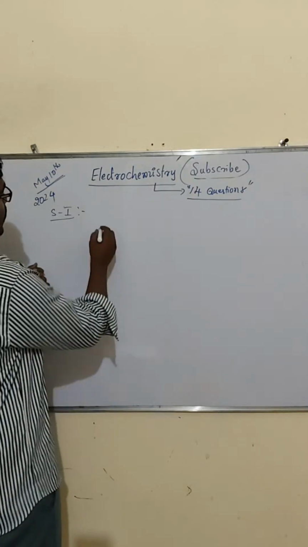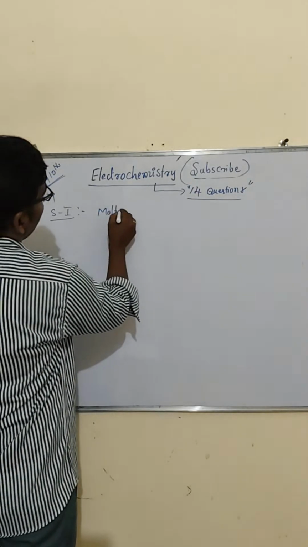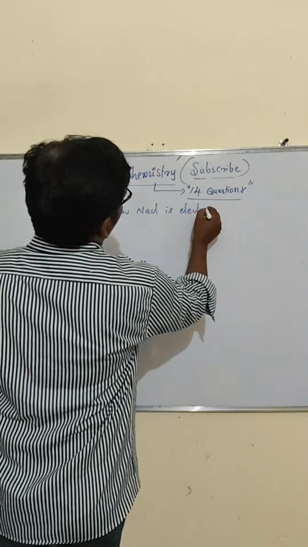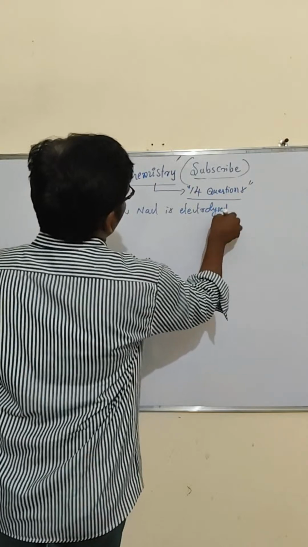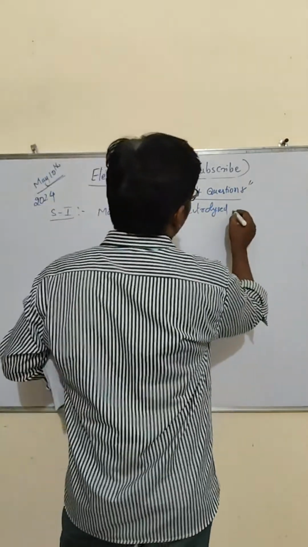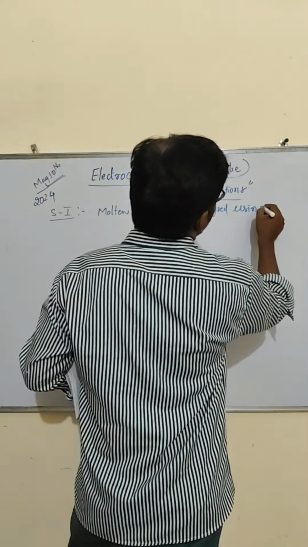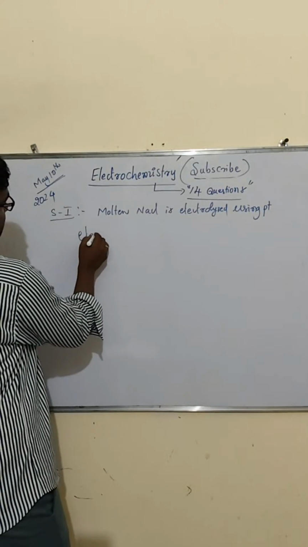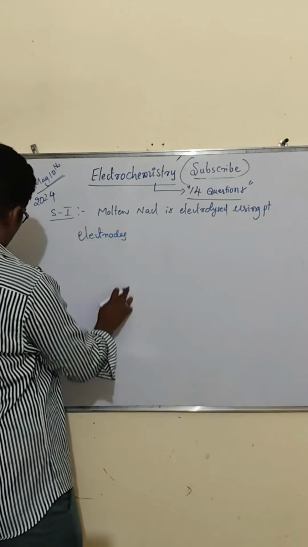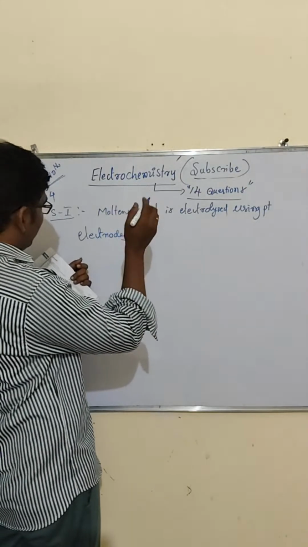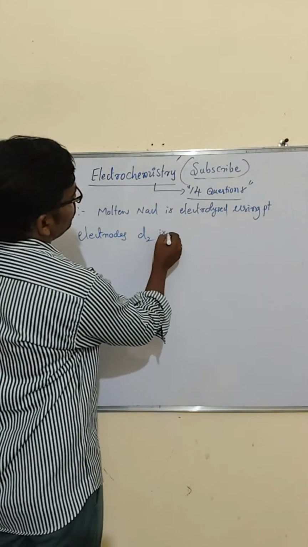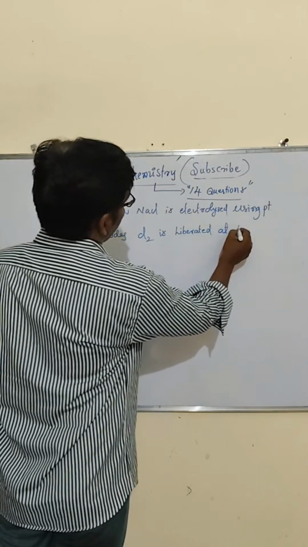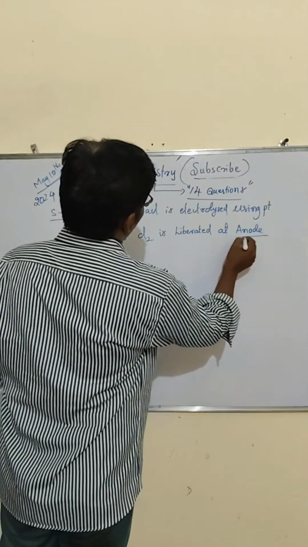Statement 1: Molten NaCl is electrolyzed using platinum electrodes. Cl2 is liberated at anode. Cl2 gas is liberated at the anode.